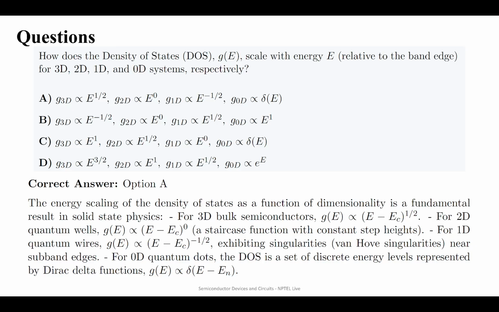For 2D quantum wells, g(E) is proportional to (E minus Ec) to the power 0, a staircase function with constant step heights. For 1D quantum wires, g(E) is proportional to (E minus Ec) to the power minus half, exhibiting singularities that are van Hove singularities near subband edges. For 0D quantum dots, the DOS is a set of discrete energy levels represented by Dirac delta functions: g(E) is proportional to delta(E minus En).